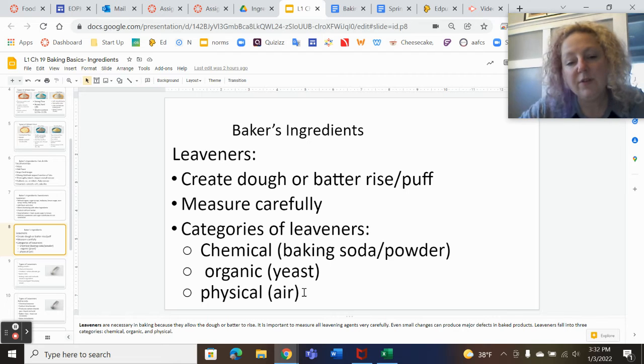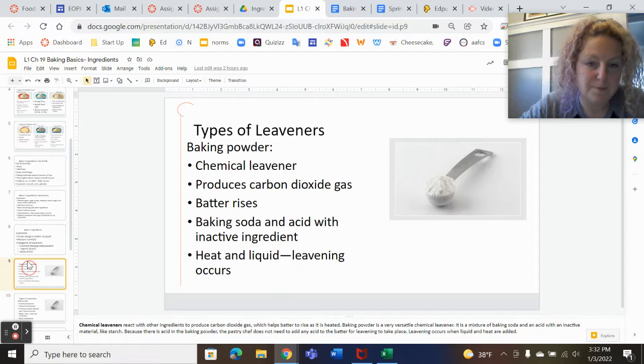There's also physical leavener, so there's a way to make things light and fluffy without actually incorporating yeast or baking soda or baking powder. And typically this involves air. So something like whipping egg whites and folding something in like with a souffle, that would be a good example of a physically leavened product. So air plays a big role, but typically what you're going to run into is baking soda, baking powder, or yeast.